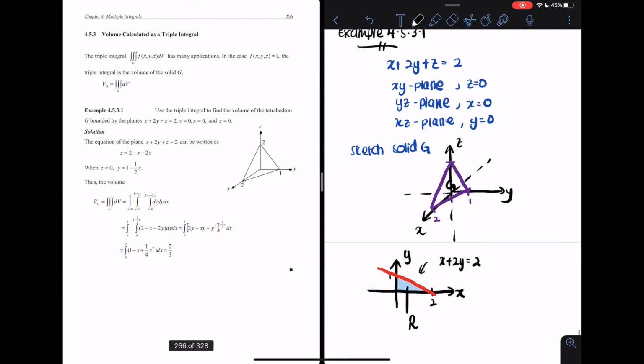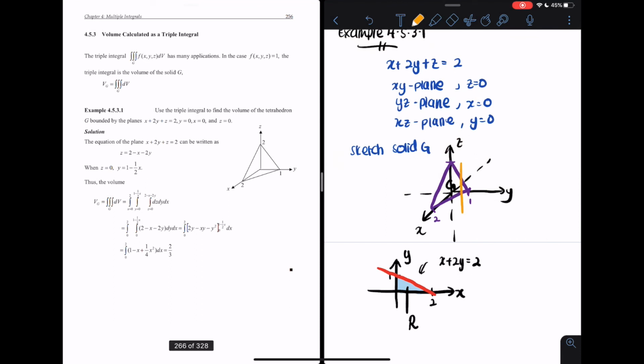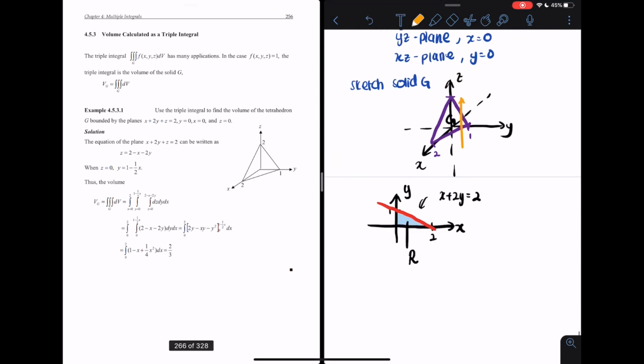On this solid G, I have to sketch an arrow parallel to the Z axis. And in this region R, maybe we try a different solution than what we have on page 256. Maybe we will try to use a type 2 integral. So I have to sketch an arrow, and this arrow should be parallel to the x-axis.